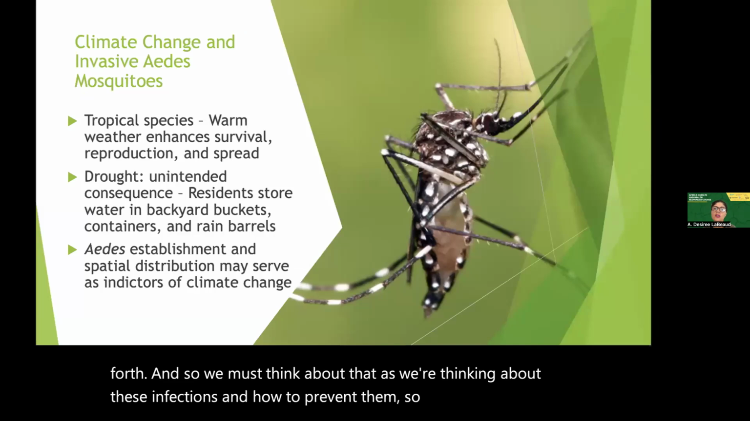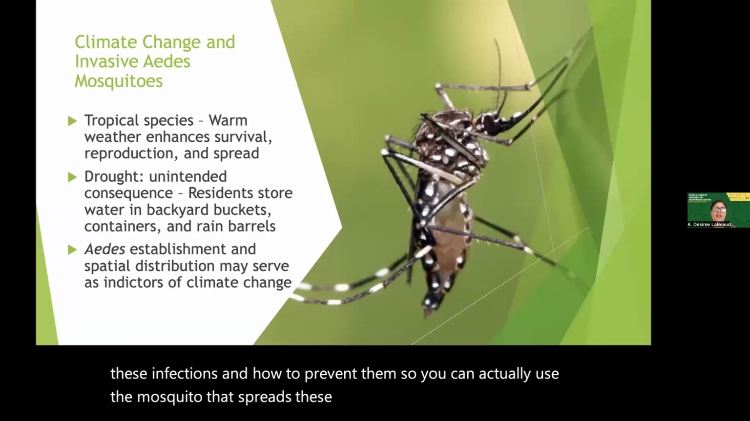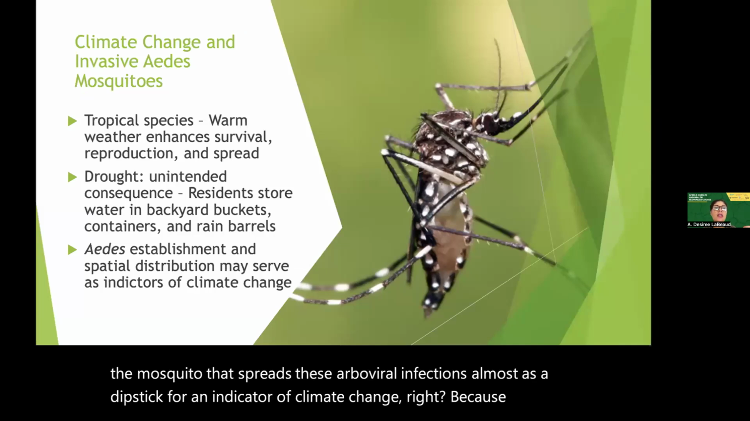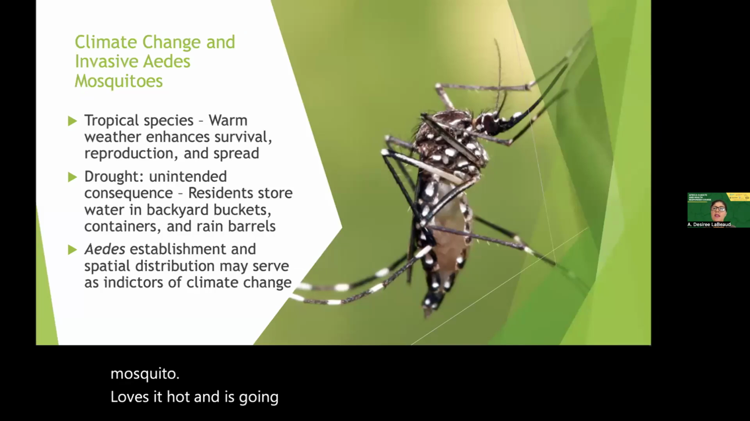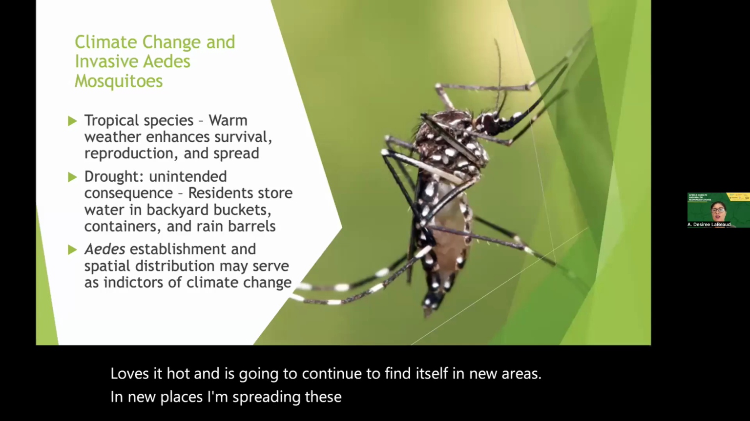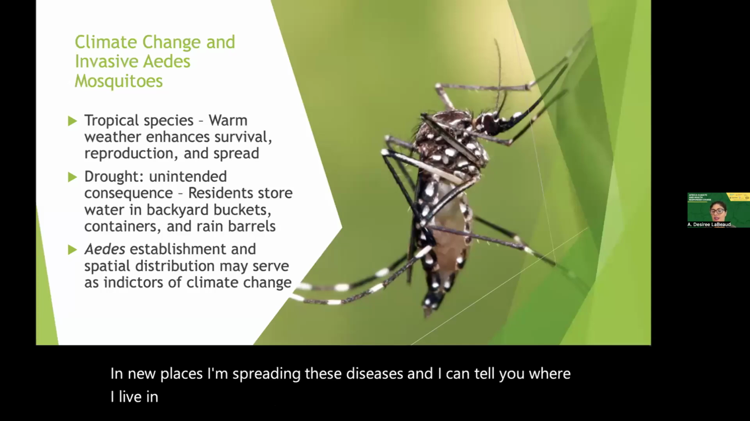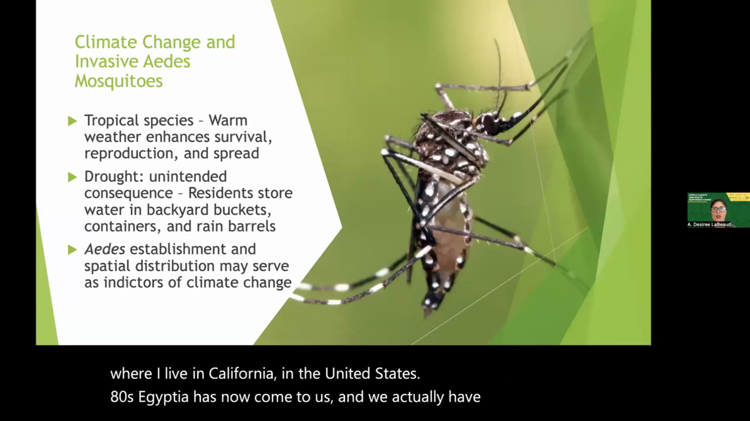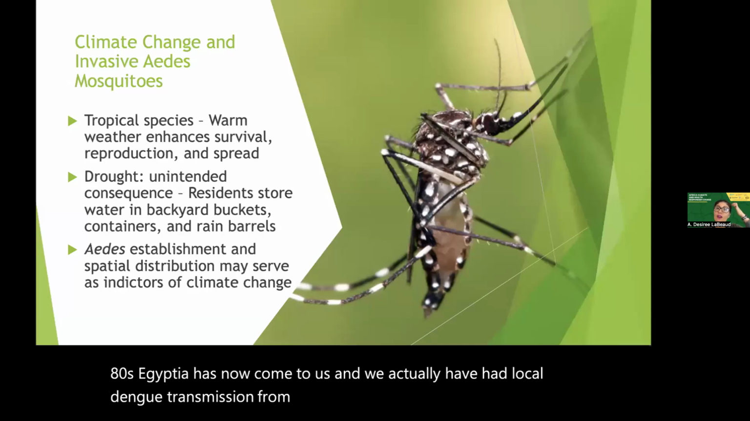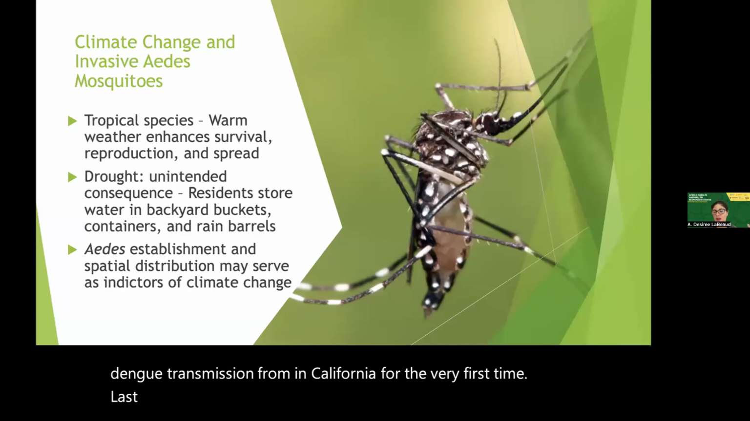So you can actually use Aedes aegypti, the mosquito that spreads these arboviral infections, almost as a dipstick, an indicator of climate change, right? Because this mosquito loves it hot and is going to continue to find itself in new areas, in new places, spreading these diseases. And I can tell you where I live in California in the United States, Aedes aegypti has now come to us, and we actually have had local dengue transmission in California for the very first time last year. And so more and more of the world is going to see these infections.